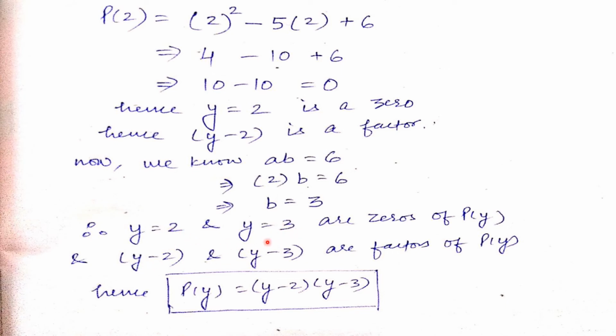As zeros are 2 and 3, therefore factors are y minus 2 and y minus 3. Hence the final answer is p(y) equal to (y minus 2)(y minus 3). I hope this one was a lot easier than that one.